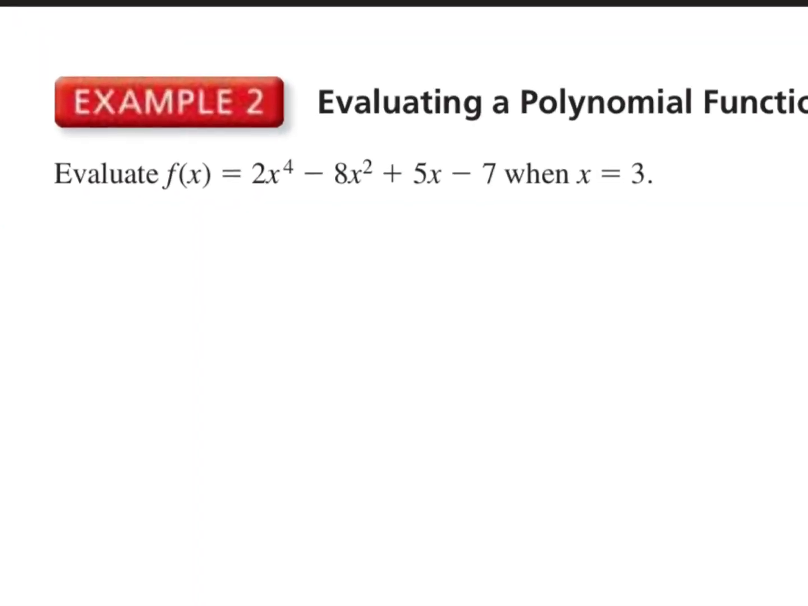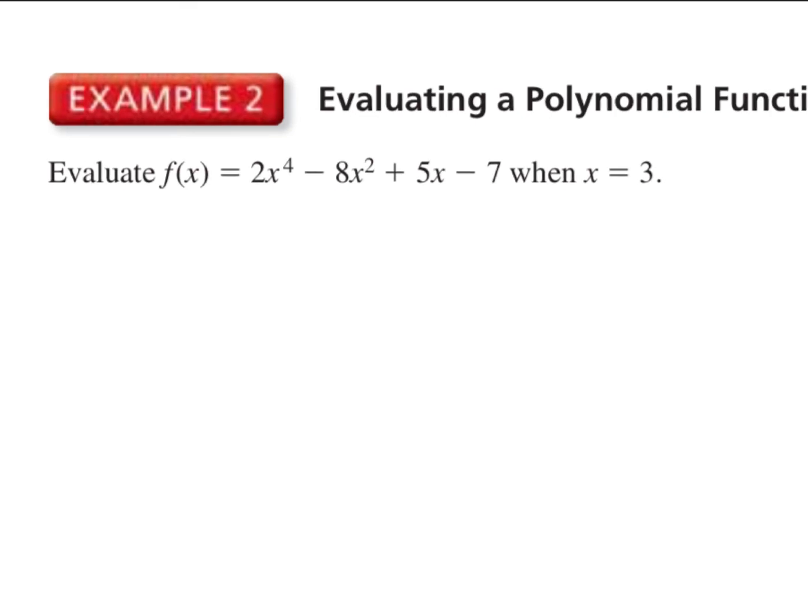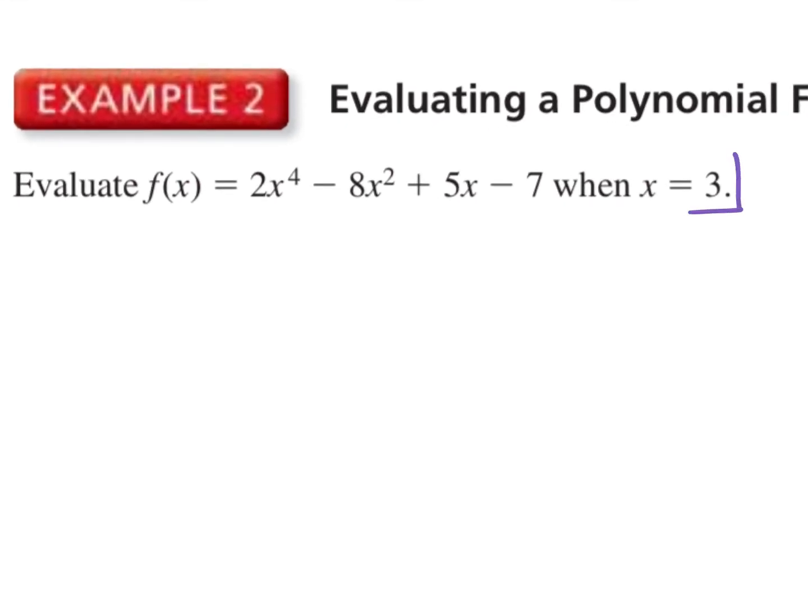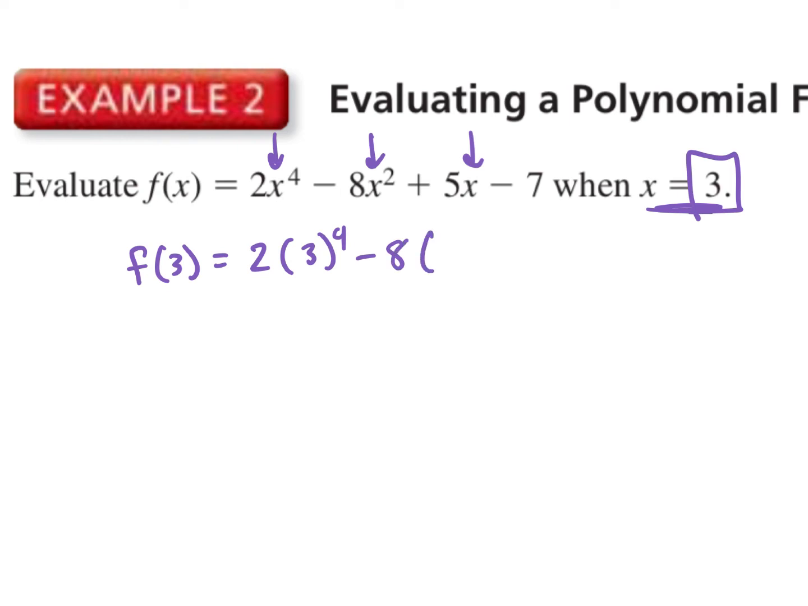So example 2, we're evaluating the polynomial function. It'll give you a value for x. All we have to do is plug it into all of the x's in our equation and solve using your order of operations. So I have f of 3 because it tells me x is equal to 3. And I plug that into all the x's. So 2 times 3 to the 4th power minus 8 times 3 squared, sorry, x is 3, plus 5 times 3 minus 7.